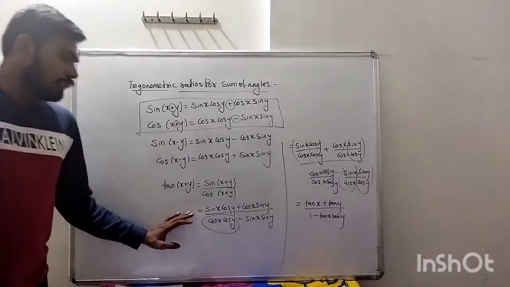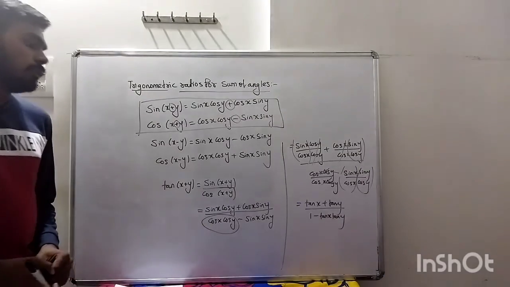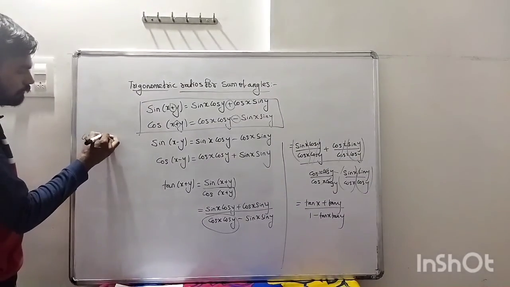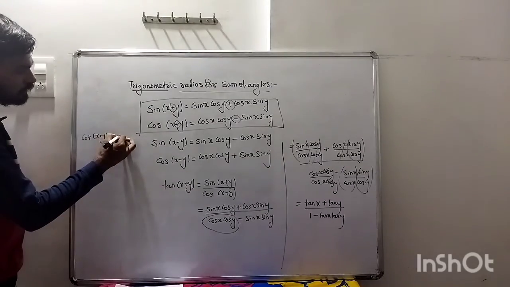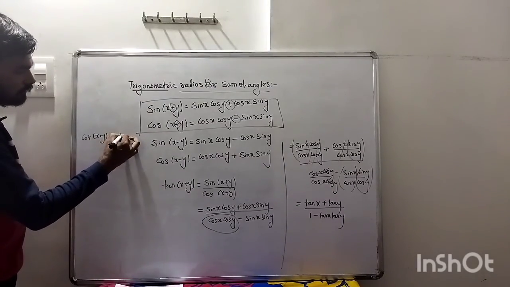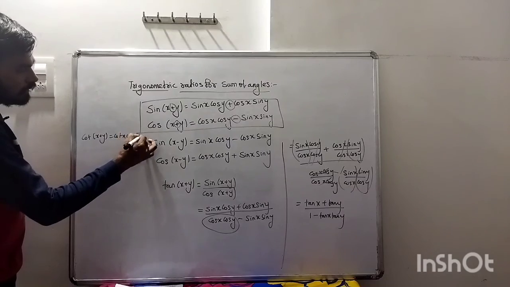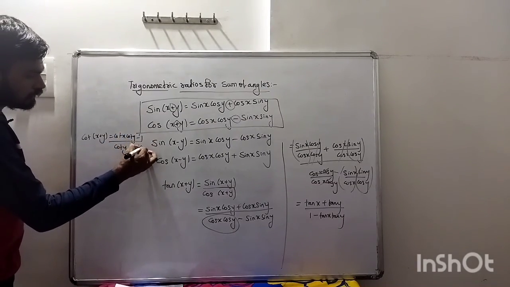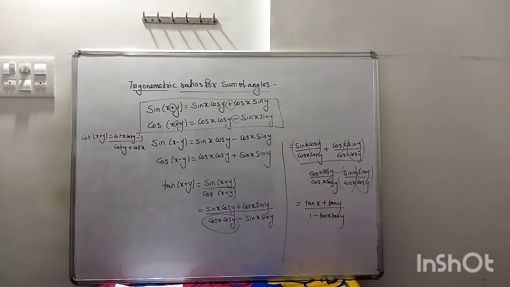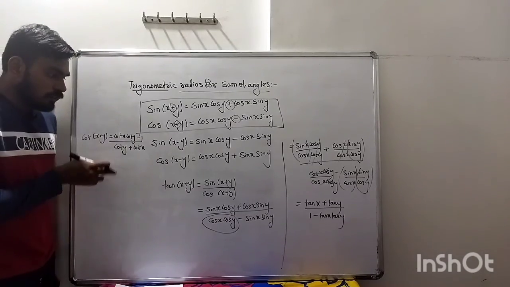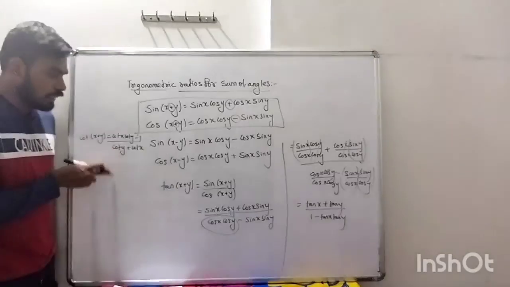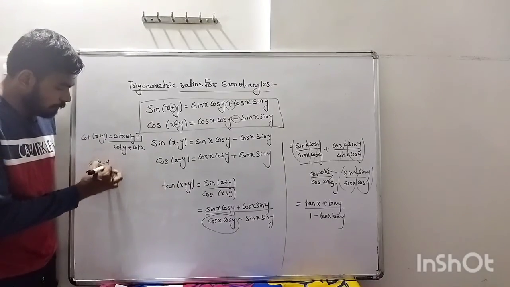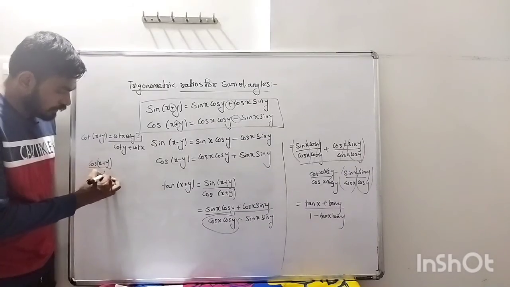If you want to find cot of x plus y, what do you do? See, the formula is like this: cot of x plus y equals cot x cot y minus 1 upon cot y plus cot x. So how do we derive this formula? First we write this as cos x upon sin x. Okay, cos of x plus y upon sin of x plus y.